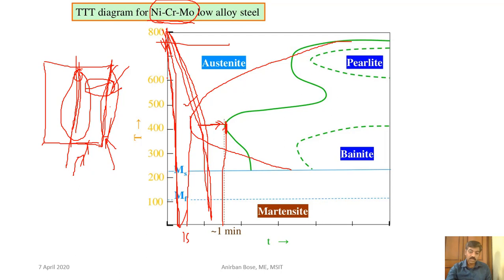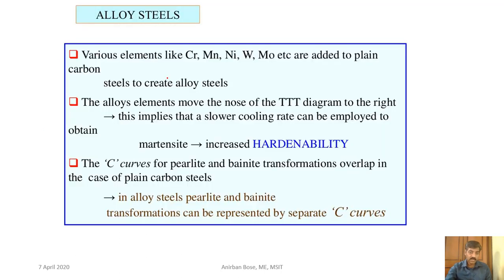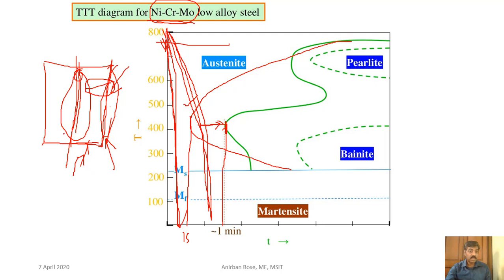Okay, so that point has been described in the second part, that the alloying elements move the nose of the TTT diagram to the right. This implies a slower cooling rate can be employed to obtain martensite. Okay, that means it increases the hardenability. Remember, hardenability is not the hardness, but if you can produce martensite in the whole section, that means the whole section will be of similar grade of hardness. Okay, so somehow for the same carbon percentage you will be in a better position.